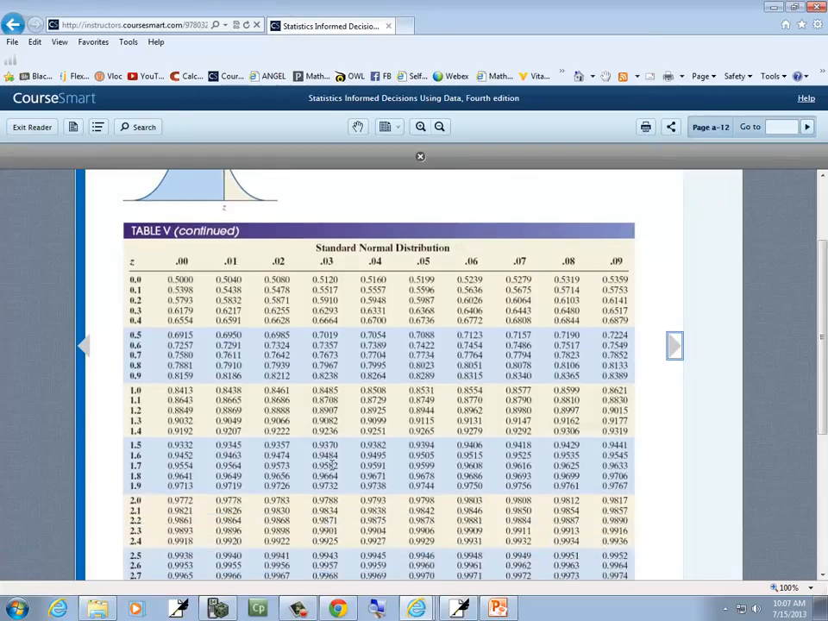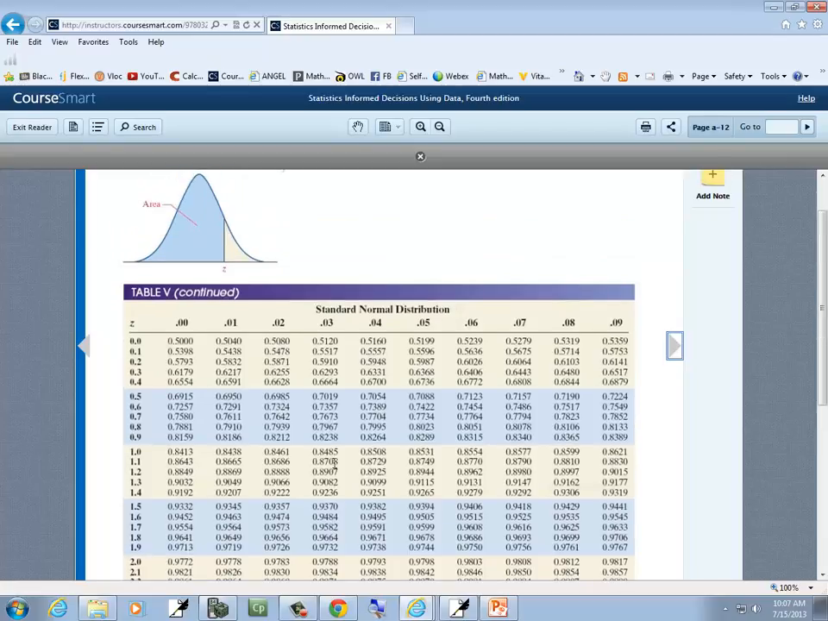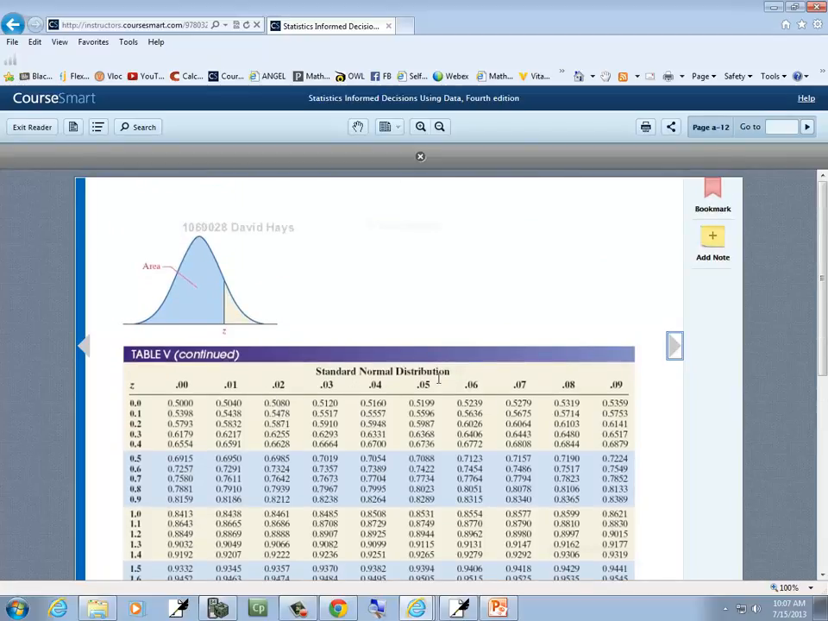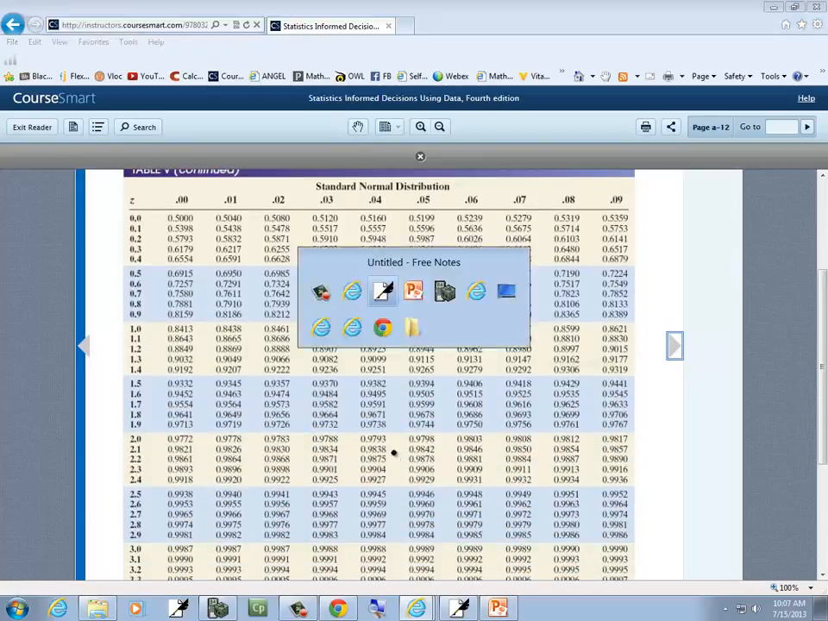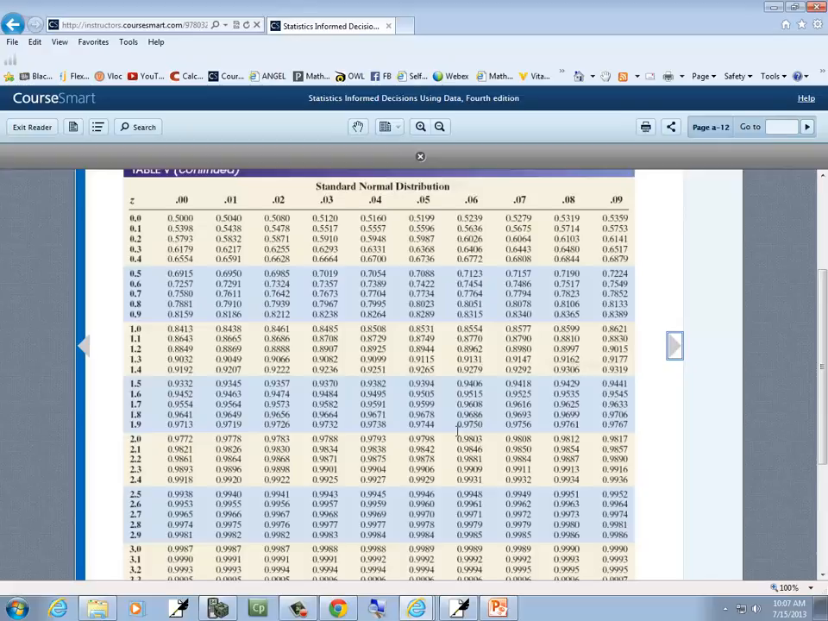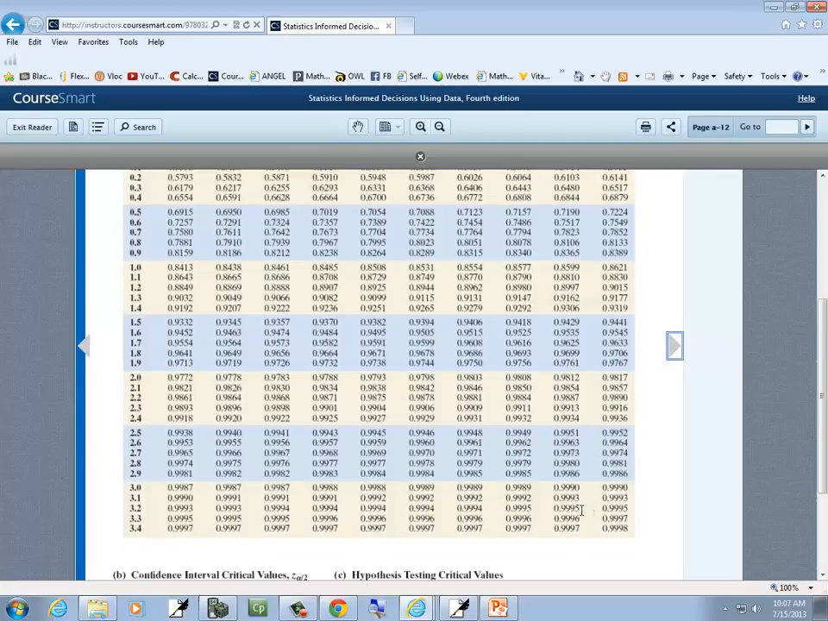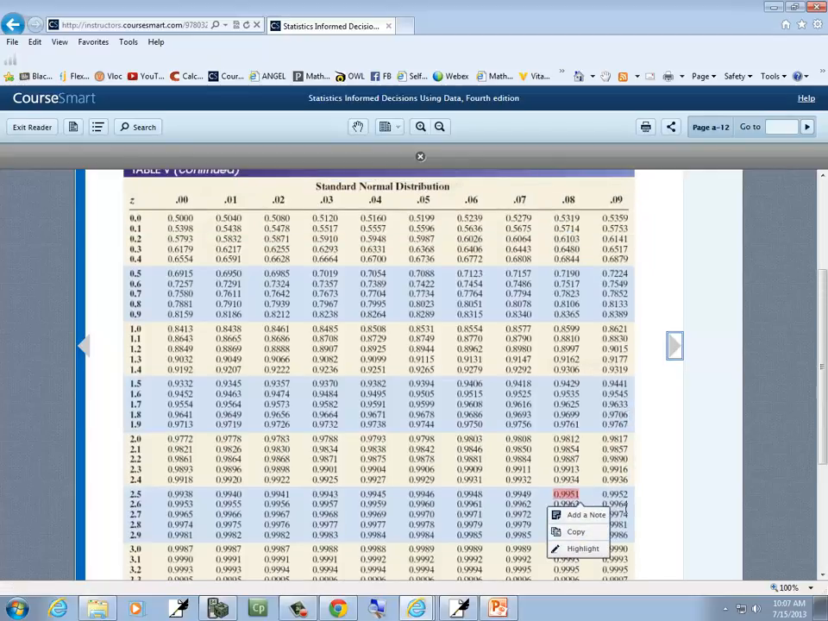So I'm looking here. I know this is kind of small, but you get the idea. This is table 5, the standard normal distribution table in the appendix. And I'm looking in the middle here, and I'm looking for 0.995. Here's a 0.9951 right here. That's 0.0001 off, and this one is also 0.0001 off. So it's halfway in between this one and this one.